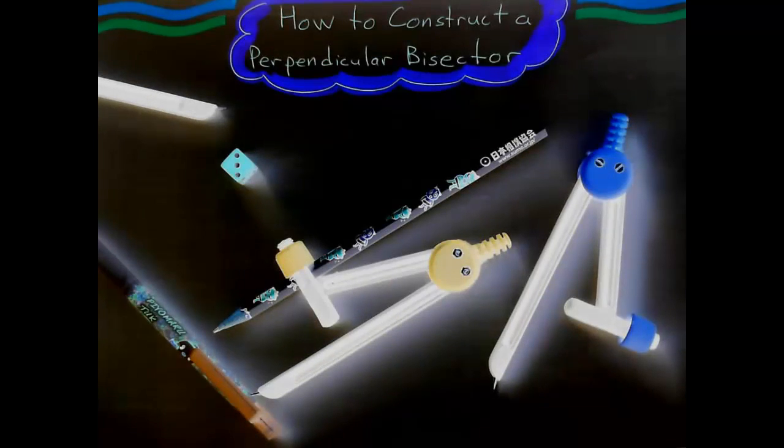Construct a perpendicular bisector using just an ordinary compass. And first up, let's define what a perpendicular bisector is.